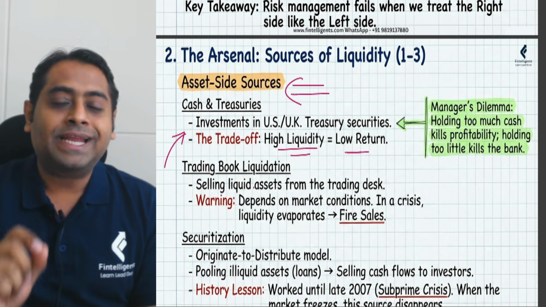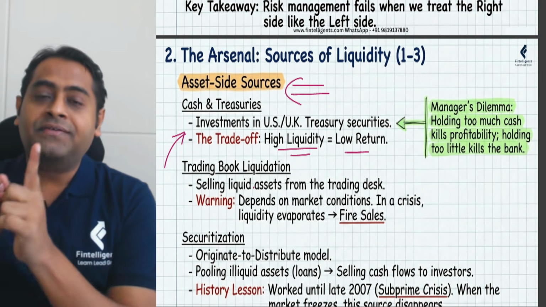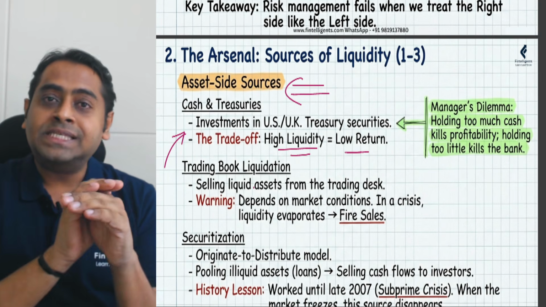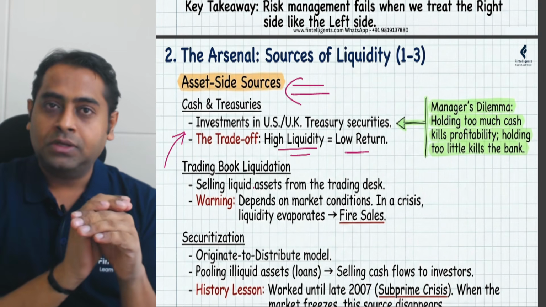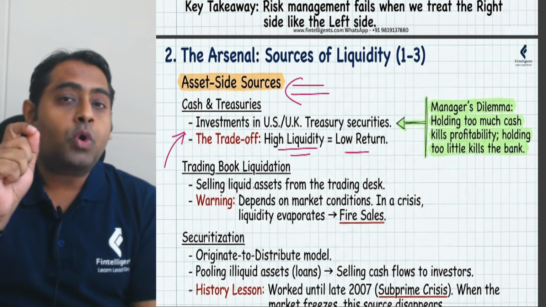Okay, look at the second thing, which is trading book liquidation. Now any bank has a banking book and a trading book. The banking book is where the assets are generally held till maturity. So all the loans, all the major big investments will be in the banking book. But what about the trading book?